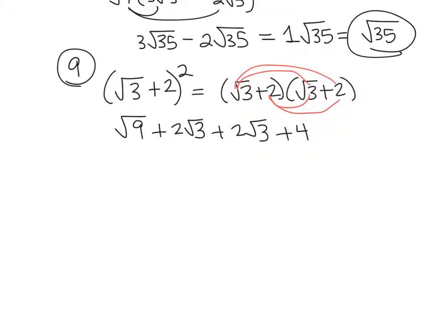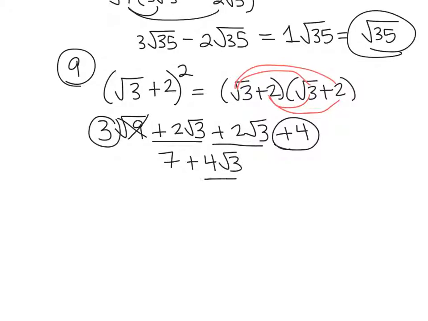So square root of 9, I'm going to replace this with 3. So we have 3 plus 4, they're like terms, so we have 7. 2 root 3 plus 2 root 3 gives you plus 4 root 3. And that is your final answer for that problem.